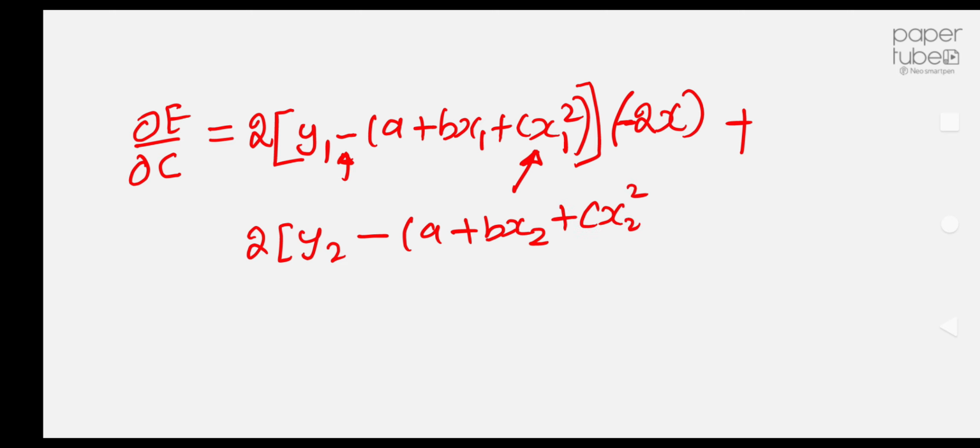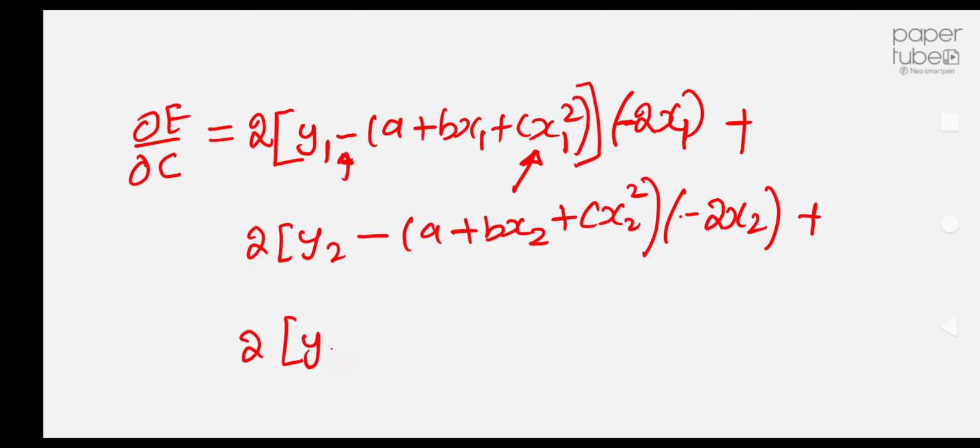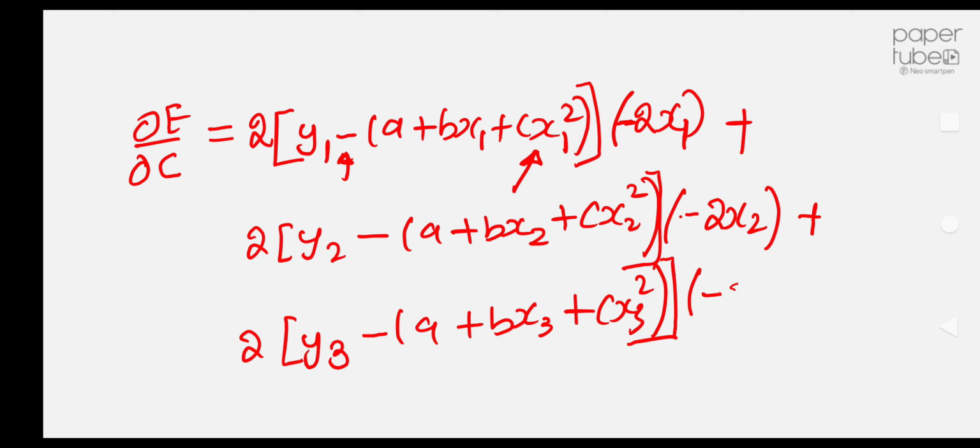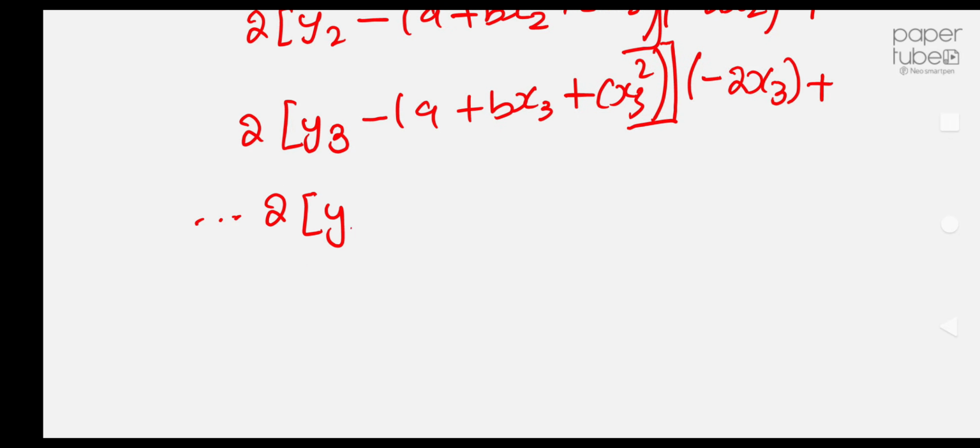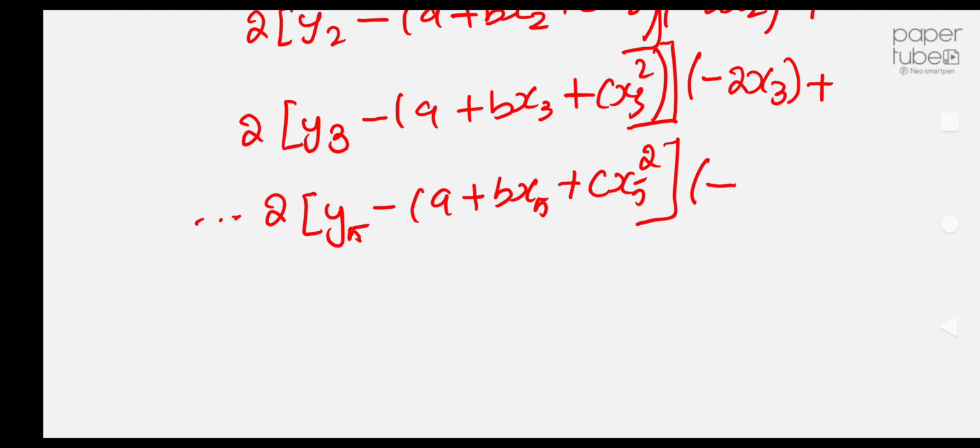Plus 2 (y3 - (a + bx3 + cx3²)) multiplied by minus 2x3, plus, we can write the last term, 2 (y5 - (a + bx5 + cx5²)) multiplied by minus 2x5. So if you want to write it in a general term, this will be equal to ∂u/∂c, which should be equal to the sum of all the terms.